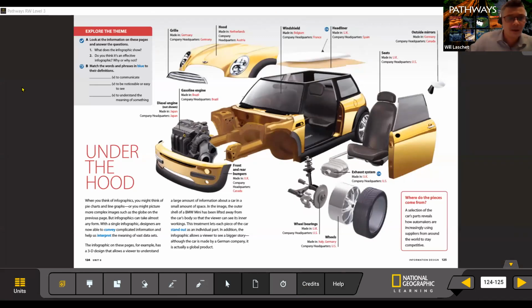So again, let's have a look. We can see something on the screen. What can you see? We can see auto parts. Okay, very nice, car parts. Can anyone tell me what type of car this is? Does anyone recognize the type of car or the model of car?